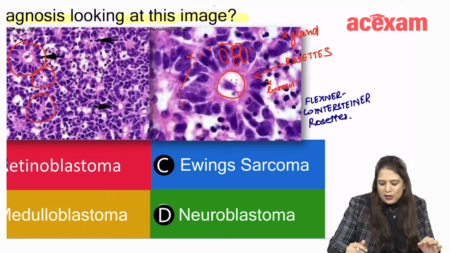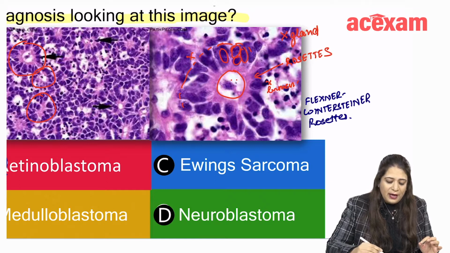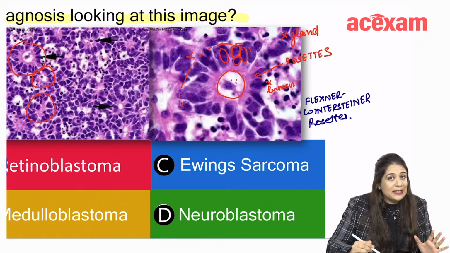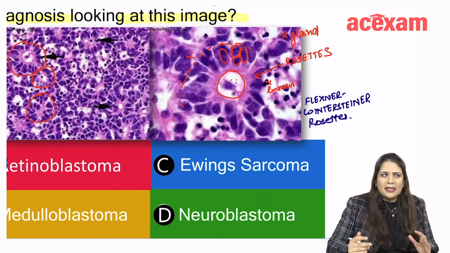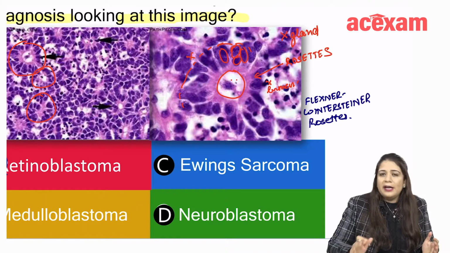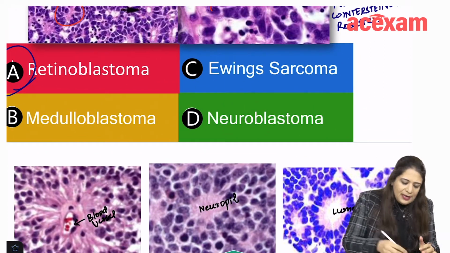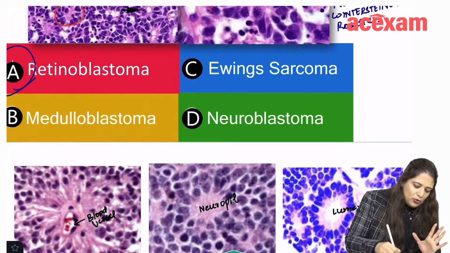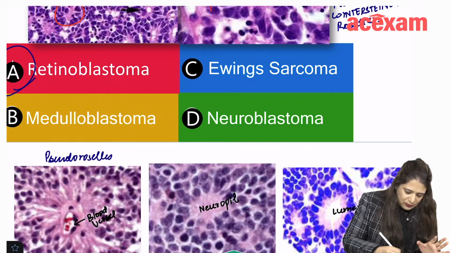So now that you know that the answer to this question is retinoblastoma, and this picture is showing Flexner-Wintersteiner rosettes, you should know what the types of rosettes are. Rosettes are such a high yield topic that they can be asked in one way or the other and have been previously asked as well. So rosettes can be classified into 2 broad categories: pseudo-rosettes or true rosettes.